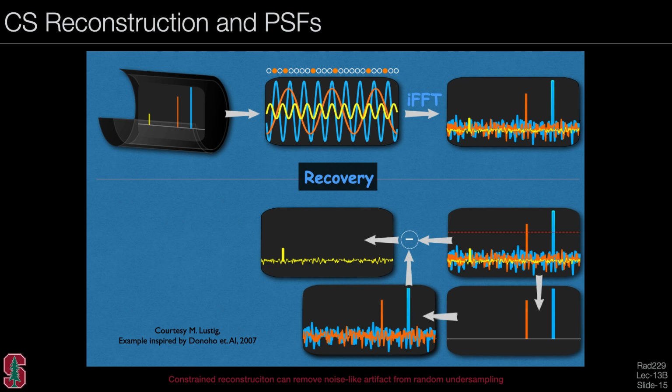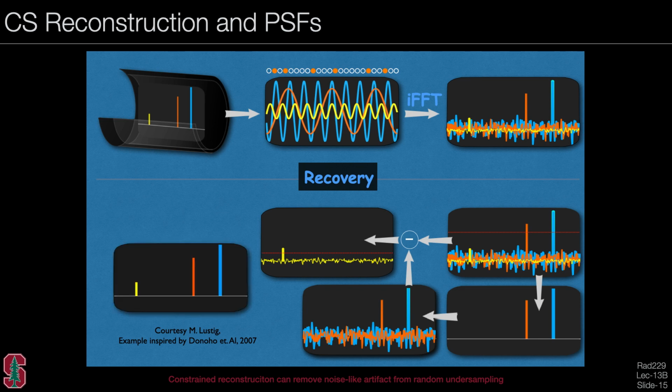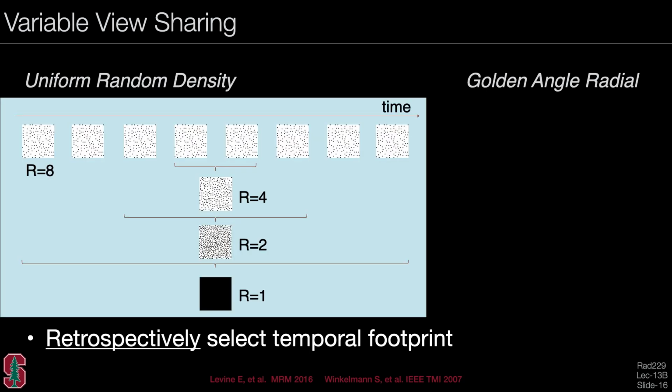So the combination of the data consistency and regularization or sparsity enforcing reconstruction will allow us to reconstruct the image in most cases here. So then we can hopefully reconstruct something that's pretty similar to what we started with. So these randomized sampling patterns in combination with compressed sensing are very powerful.